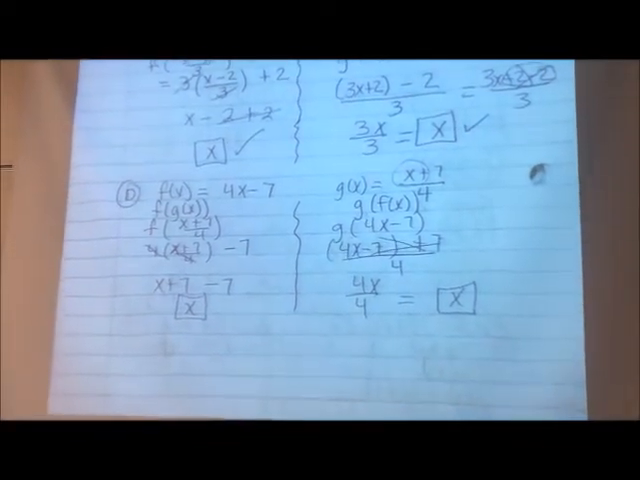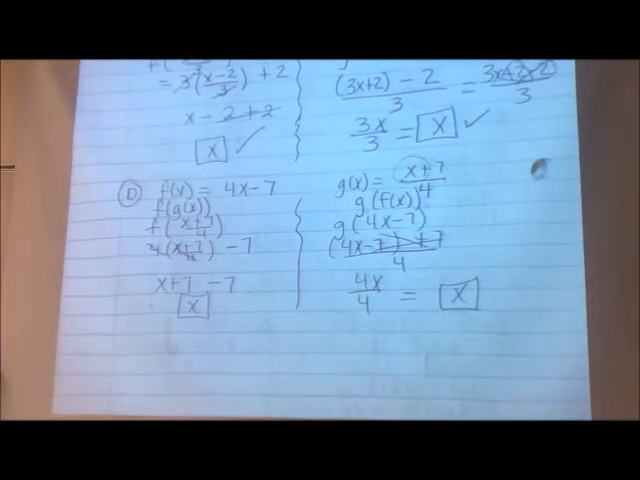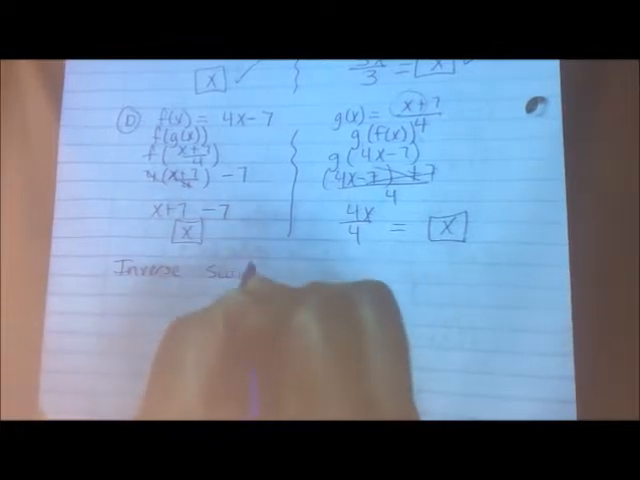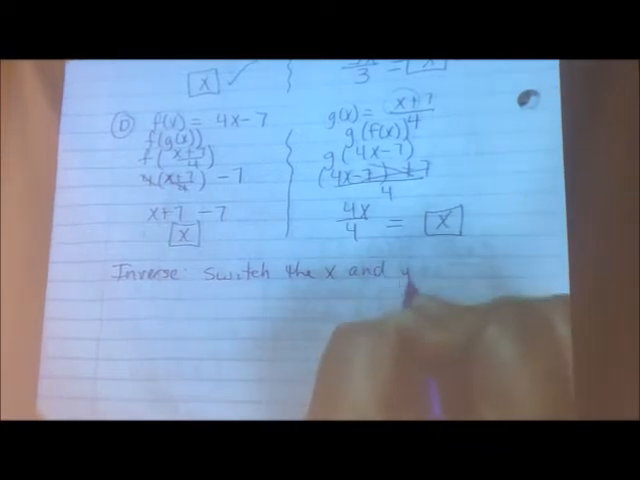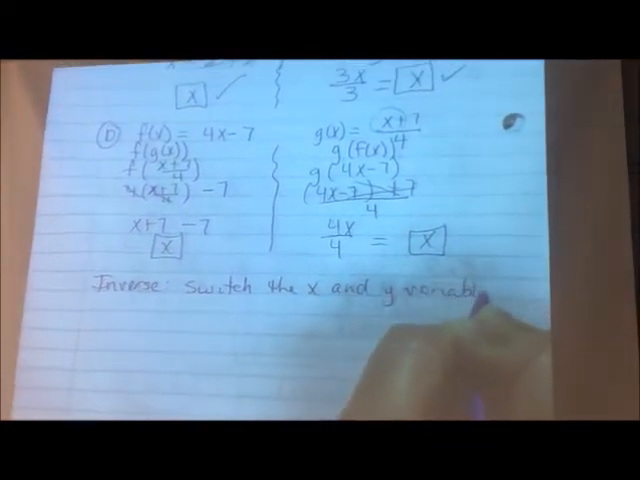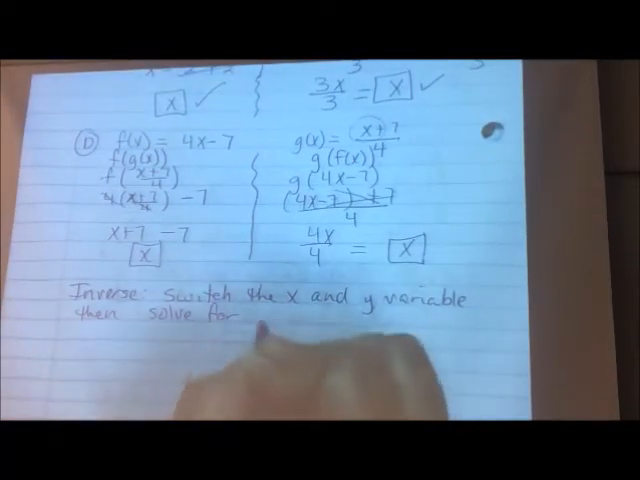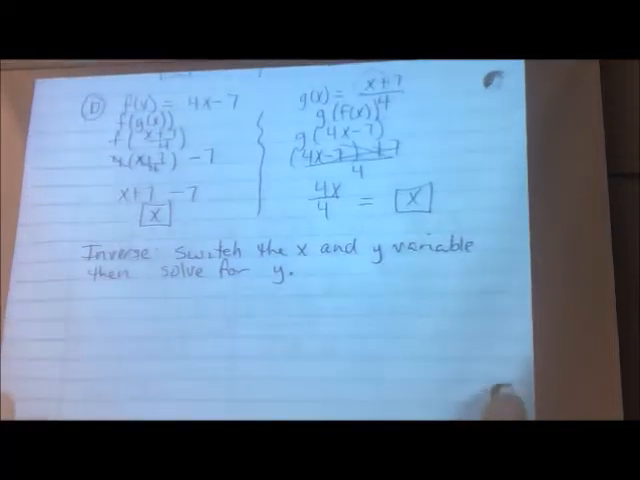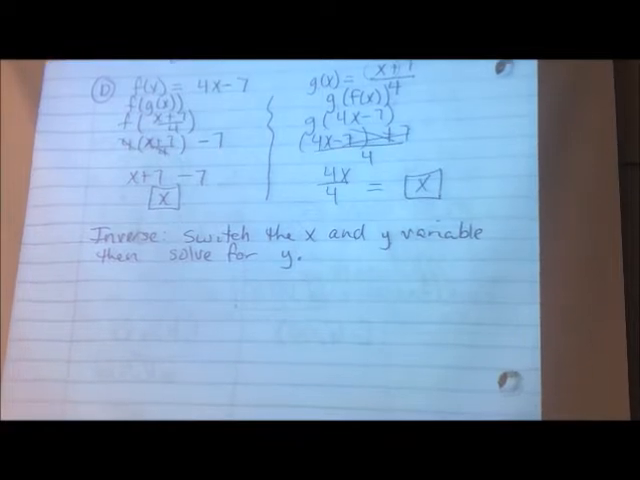Questions 3, 4, 5 are like the following. How do you find the inverse? To find the inverse, you switch the x and y variables, then solve for y. That's how you find the inverse of an equation or of a function, basically.